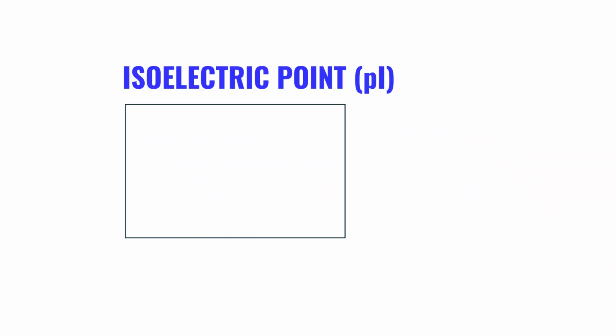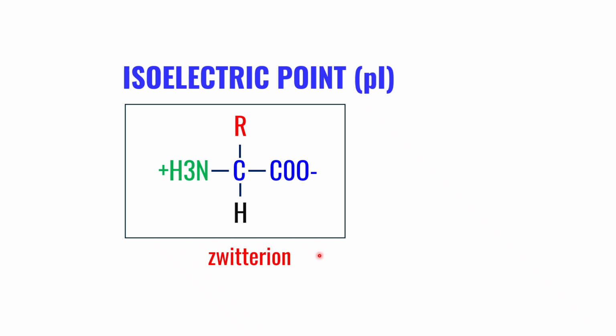So isoelectric point is a characteristic feature of amino acids as well as proteins. This is the pH at which an amino acid carries a net zero charge. This form of amino acid is known as zwitterion. A zwitterion has both positive and negative charges in equal amount. That is why it has net zero charge. We will learn today how to calculate the pI of tyrosine and histidine.